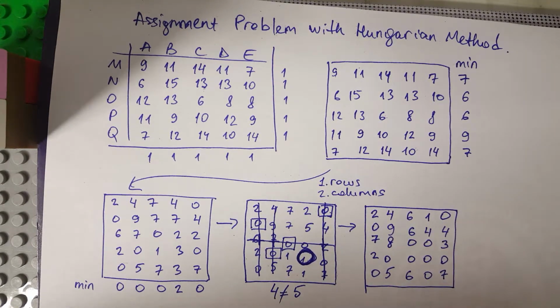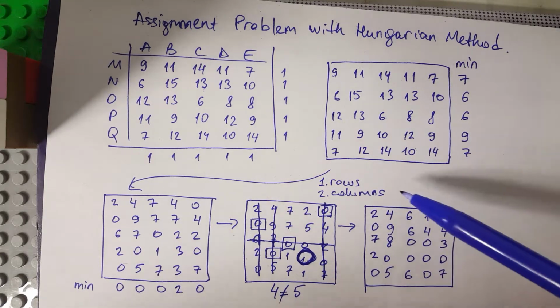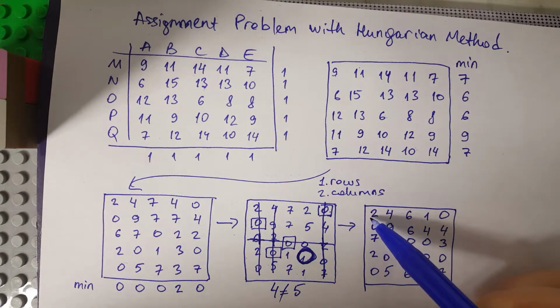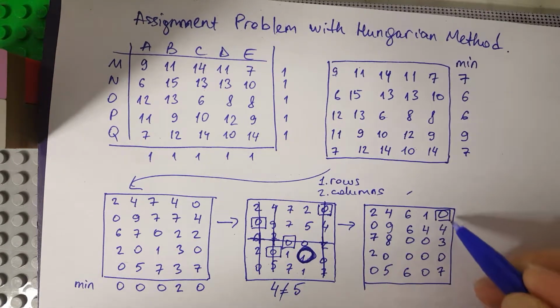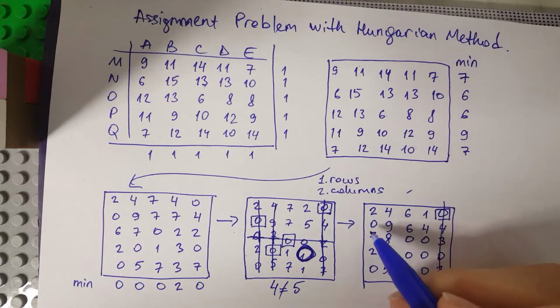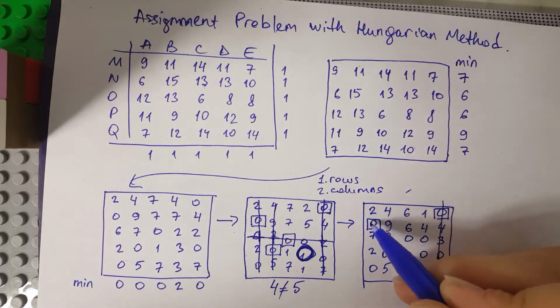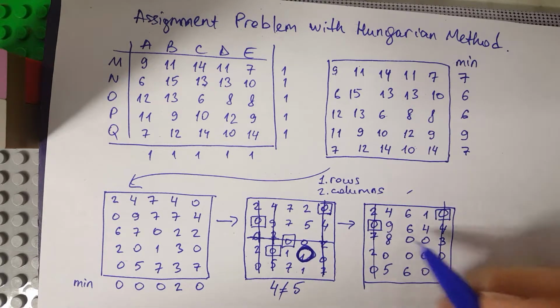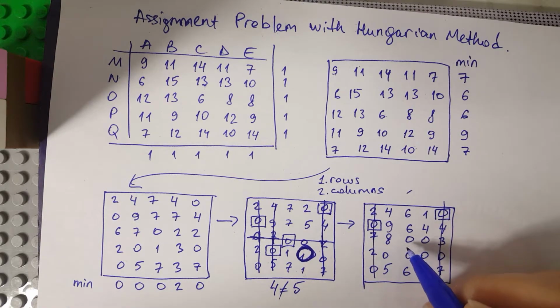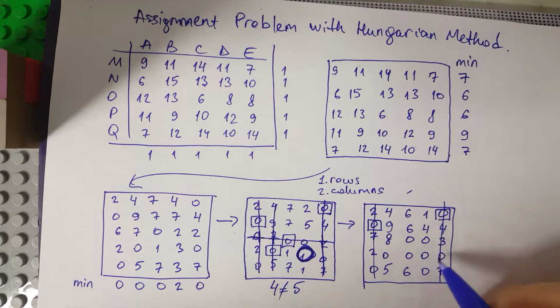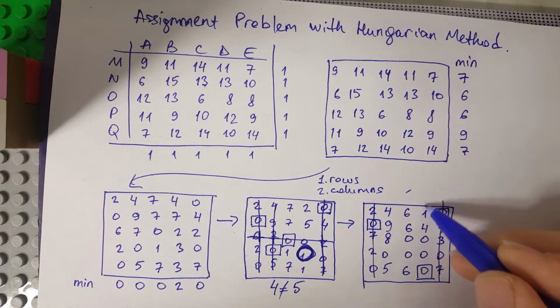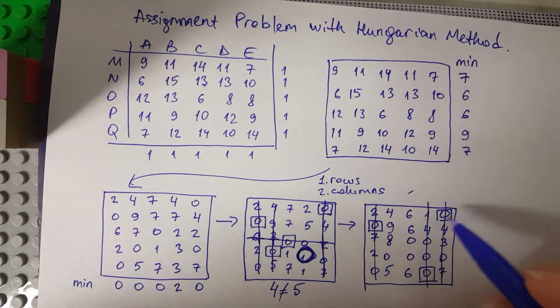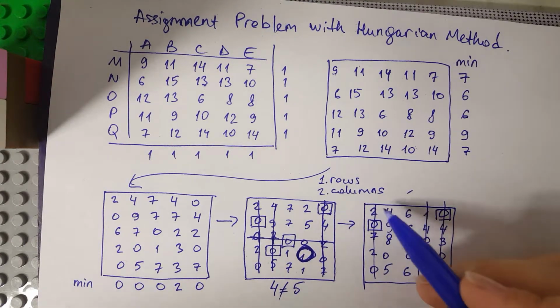So here we have the new table, and let's start scanning again. We'll start from the rows. Here we have one 0. Scan the row, cross out the column. Scan the row, square the 0, and cross out the column. Scan the row, we have 2 zeros, skip. Next row we have 3 zeros, also skip. And the last row we have one 0. We will scan the row, cross the column. So we have scanned all the rows. Let's pass to the columns.